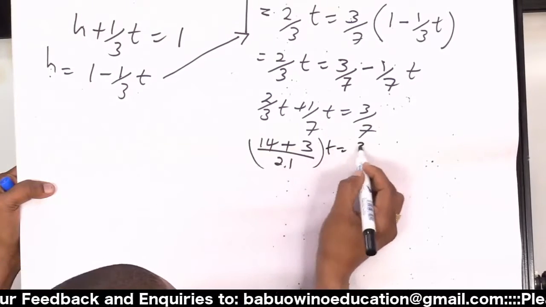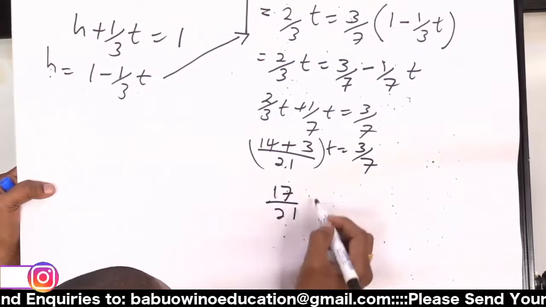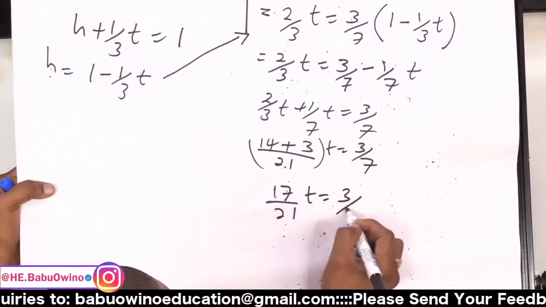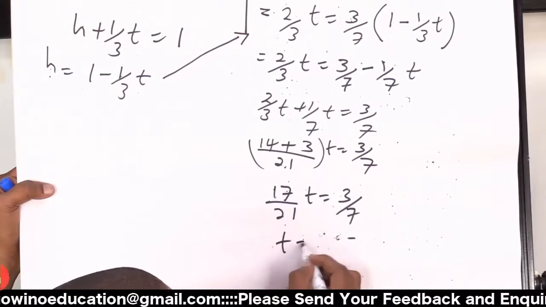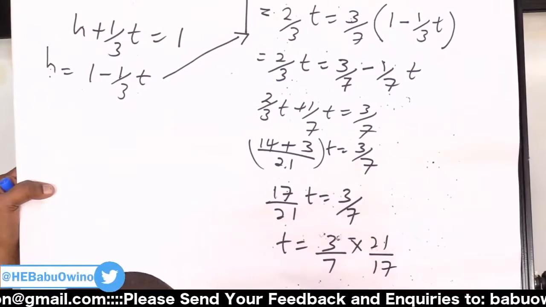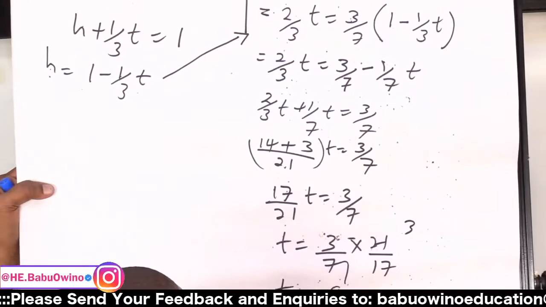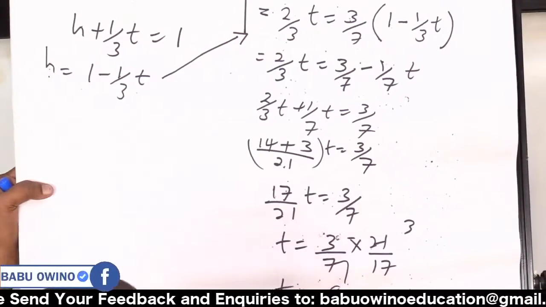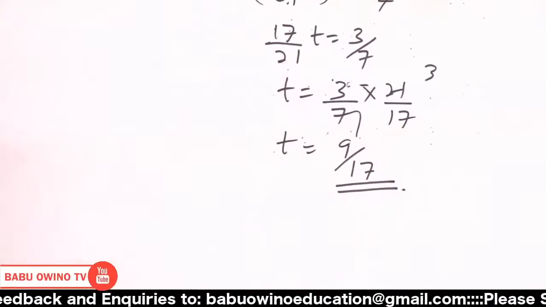Then t equals 3 over 7. So this is 17 over 21. t equals 3 over 7. Multiply by 21, divide by 17. So t equals, when you simplify this, multiply by 21, divide by 17. So this 3 times. So t equals 9 over 17. So when t is 9 over 17, what is our h?